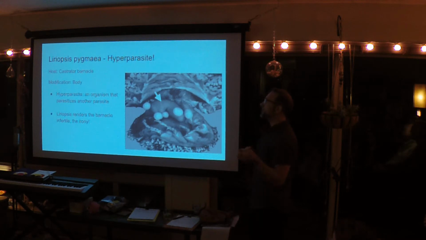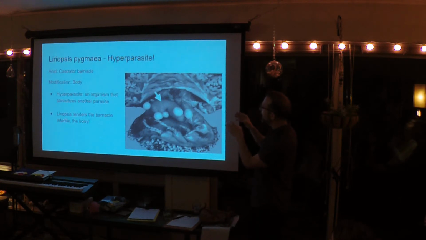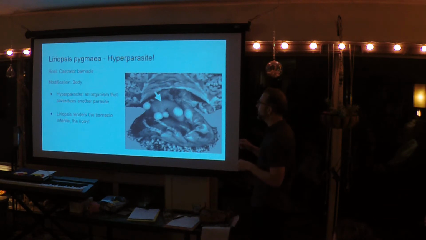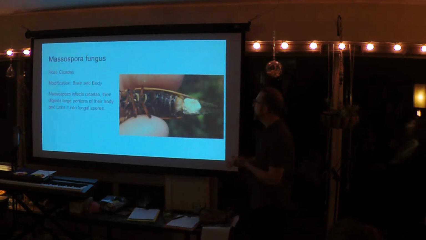But it gets even weirder than that. This is Liriopsis, which is the parasite of the barnacle itself. So the castrator barnacle actually has a parasite that castrates it, in a twist of irony here. And a parasite of a parasite is called a hyperparasite, which I think is amazing. This is one of my favorites.